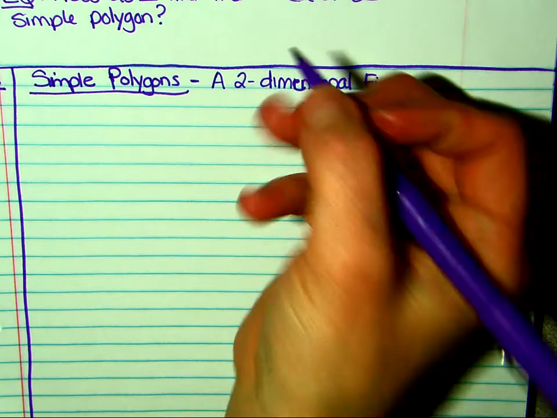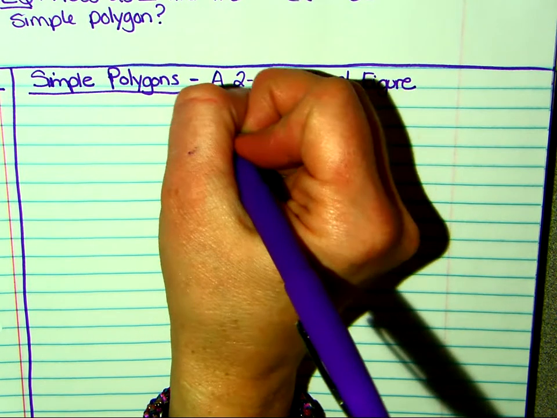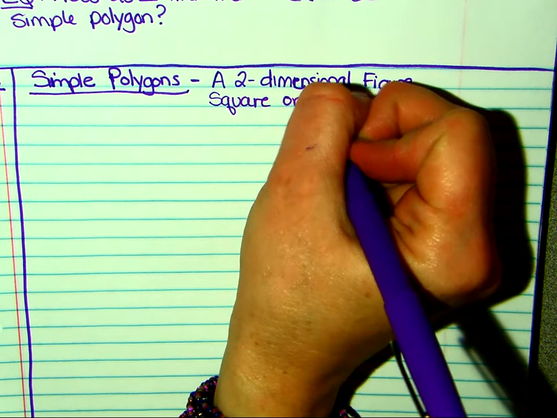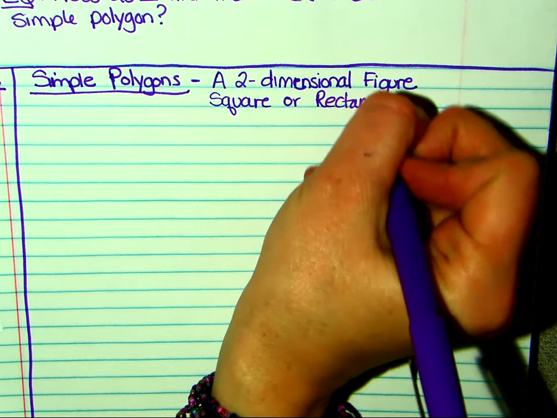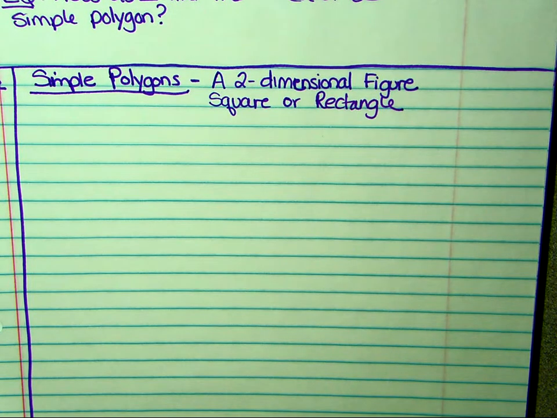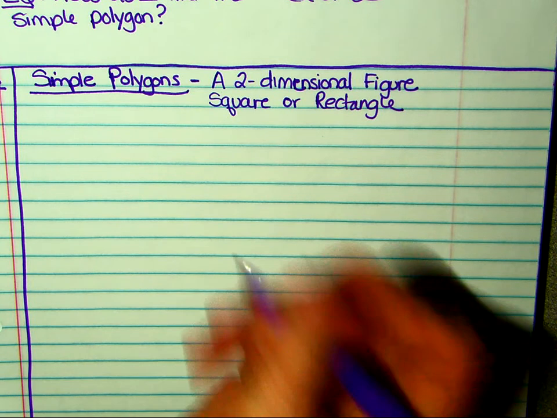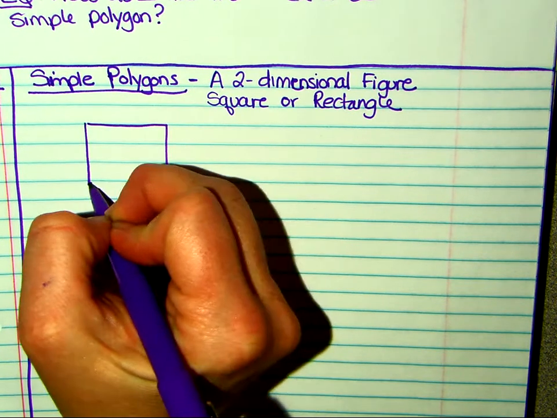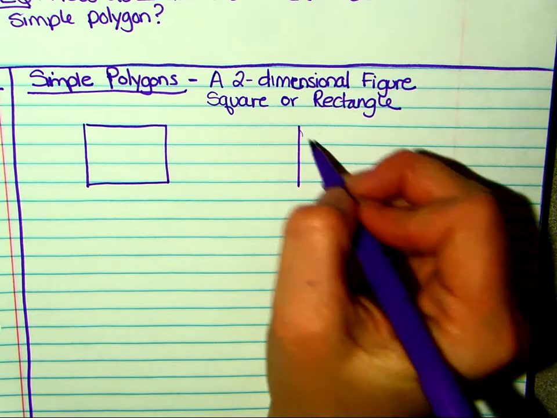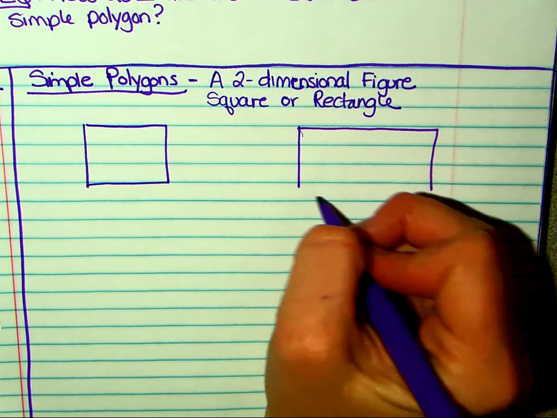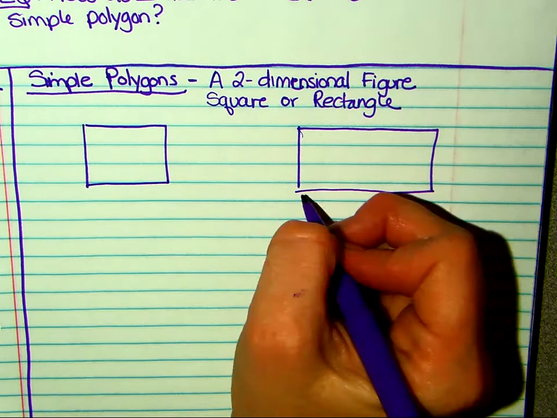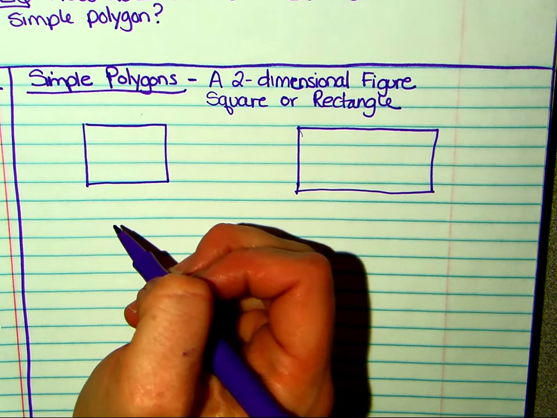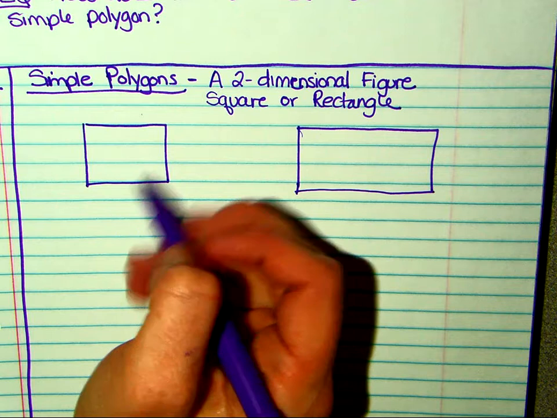And for a simple polygon, we're going to be looking at today either a square or a rectangle. And I'm going to draw, so here's a square, here's a rectangle. Remember, a square has side lengths that are all the same. There's 4 sides in both, but a square has side lengths that are the same.